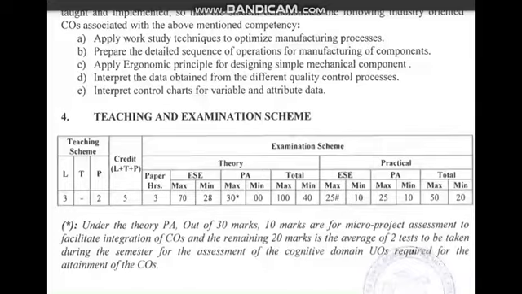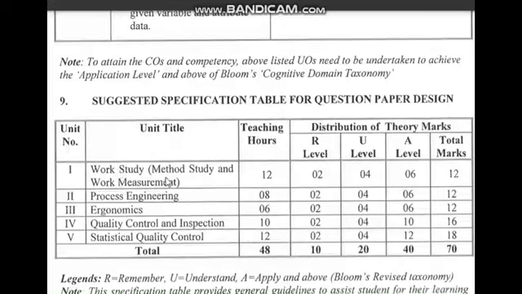Okay, now when we come to the distribution of the marks according to the chapters, work study, this first chapter will have a total of 12 marks. Second chapter, process engineering, will have 12 marks. Third chapter, ergonomics, will have 12 marks. Fourth chapter, quality control and inspection, will have 16 marks. And statistical quality control, the fifth chapter, will have 18 marks. So totally there will be 70 marks for this.